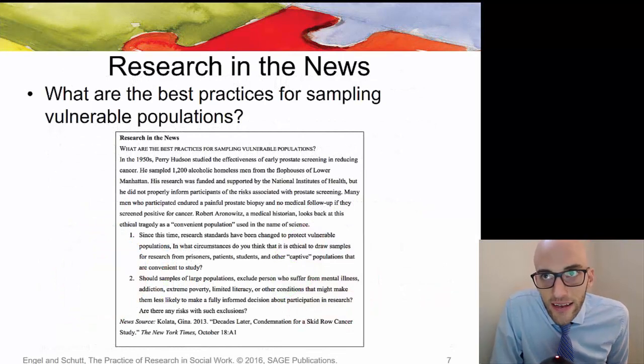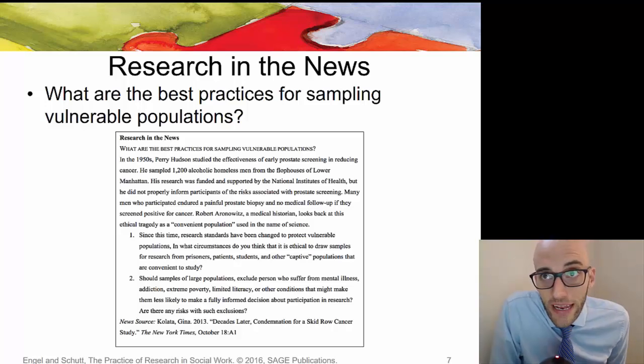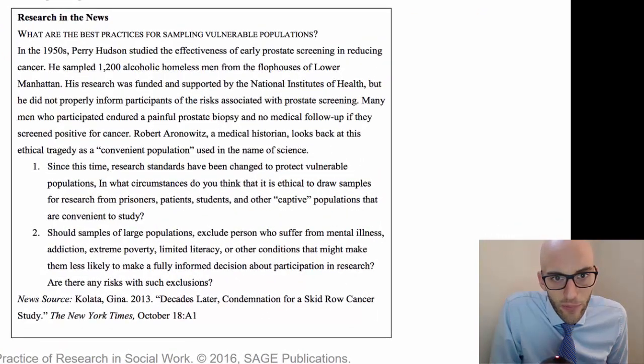So I think it's an important thing to discuss the ethical practices of sampling too. Certainly we can think of examples historically of where people have taken advantage of at-risk populations. The example here is in the 1950s.